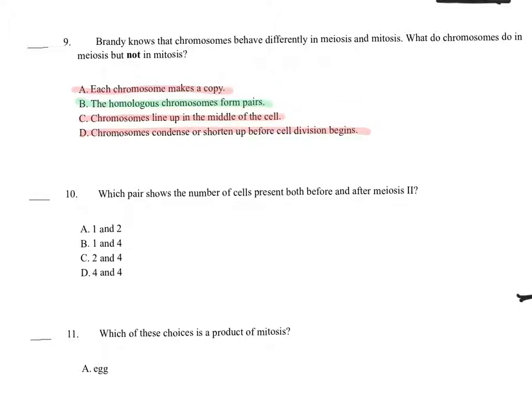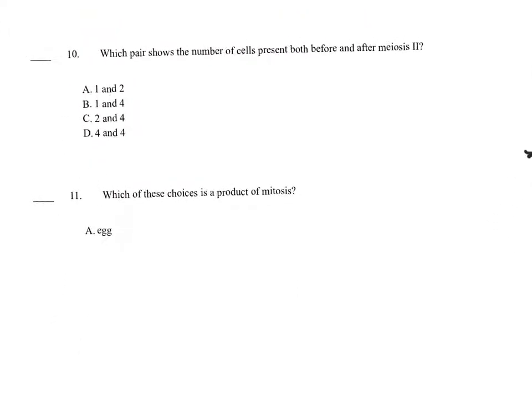So, moving on. Which pair shows the number of cells present both before and after meiosis 2? The cells before meiosis 2 is how many? 2, and then after it's 4. So the answer is 2 and 4. And this is tricky only because they're asking for the cells, not the chromosomes. I can see how someone might get that confused. So obviously none of these are correct.